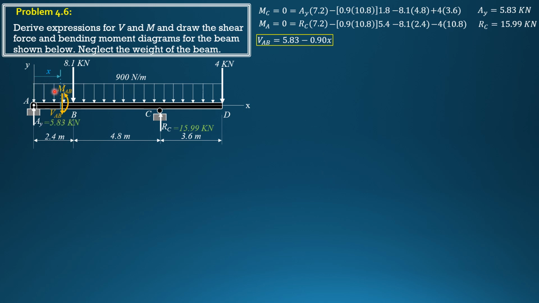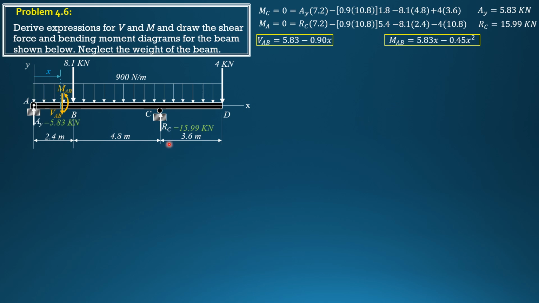Then for moment AB, it is clockwise moment minus counterclockwise moment. So 5.83 times x minus 0.9 times x over 2. So it is 5.83x minus 0.45x squared. Again, 5.83 times x minus 0.9 times x, that's the force, moment arm x over 2. So 0.9 divided by 2 is 0.45x squared. So minus 0.45x squared.